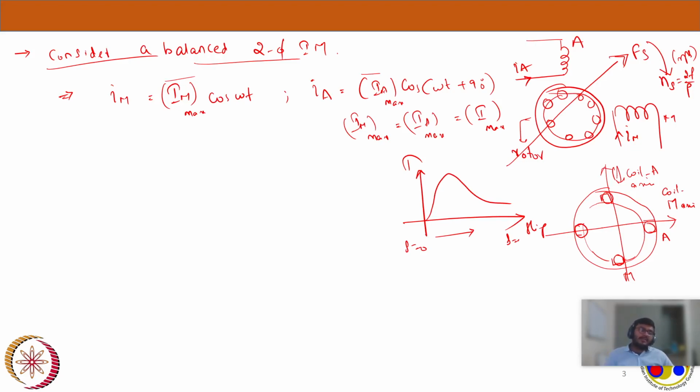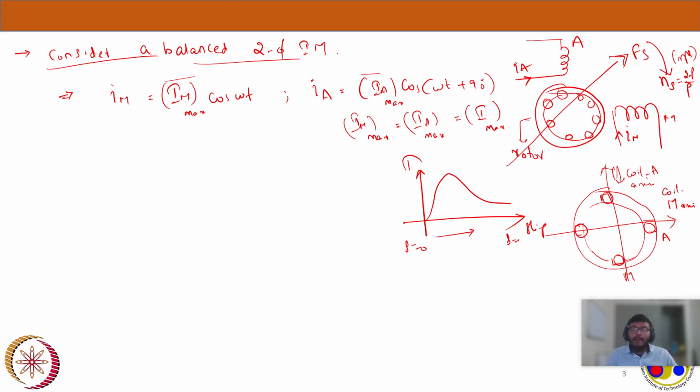So the idea is, for any unbalanced two-phase current or voltage or any quantity, we have heard about sequence components, right? So what are those sequence components? The idea behind using sequence components is that any kind of unbalanced system can be broken down into balanced components. That we call sequence components.